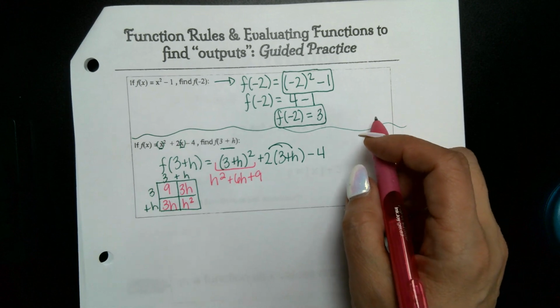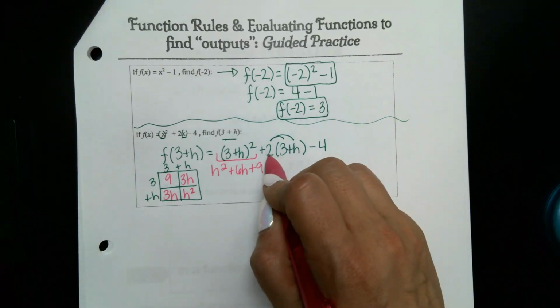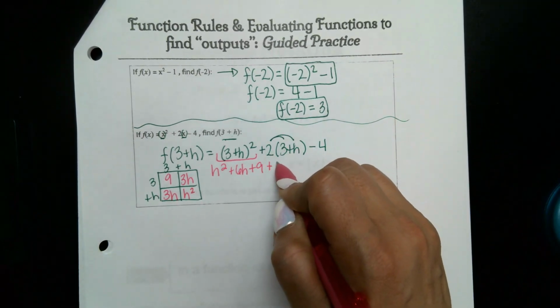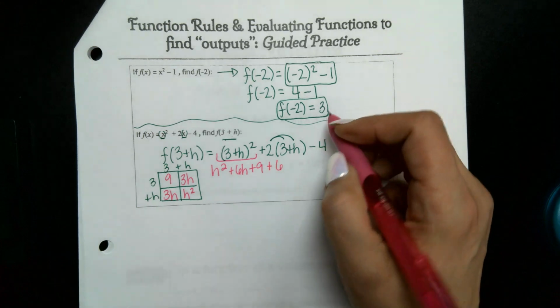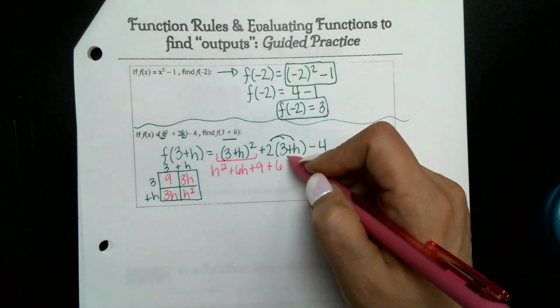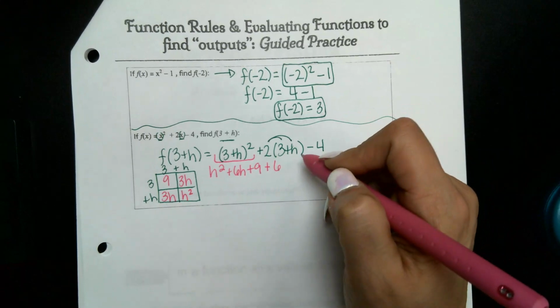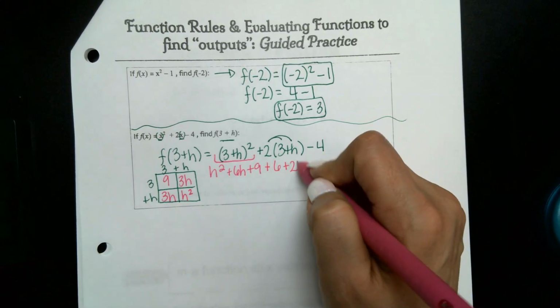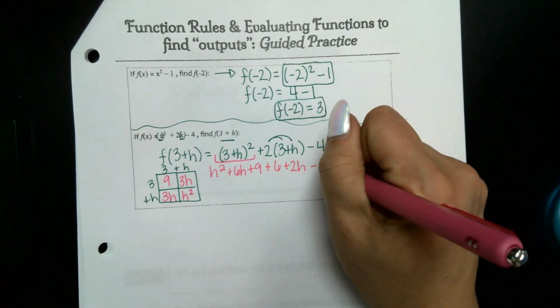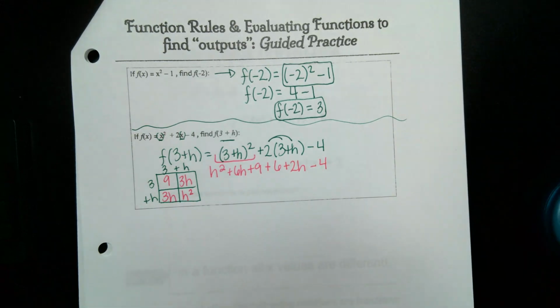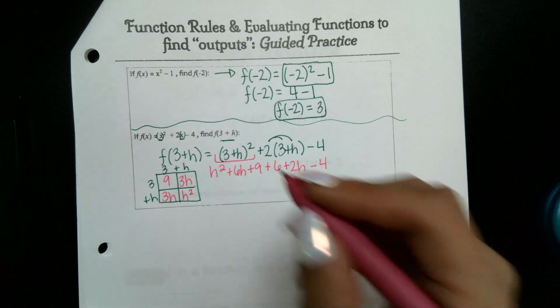Okay, then when you distribute here, what's 2 times 3? 6. And then 2 times h is 2h. And then we have a minus 4 at the end. And now all we have to do is combine like terms, and then we'll finally have our answer.